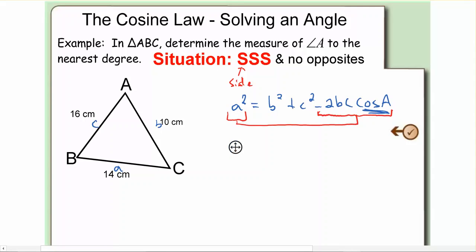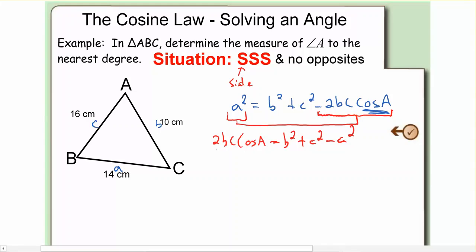I'm going to bring negative 2bc cos A, this whole term, over to the left-hand side of the equation. It'll be positive when it goes over there, right? And I'm going to bring a squared over to the right side of the equation. I'll subtract a squared. So I'm just swapping those two is all I'm doing first. So now I have 2bc cos A is equal to b squared plus c squared minus a squared, right? That's the a squared I brought over.